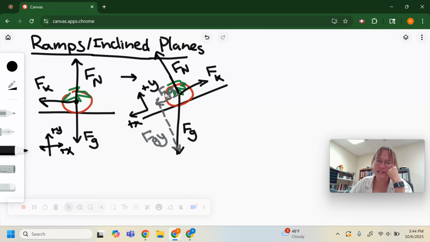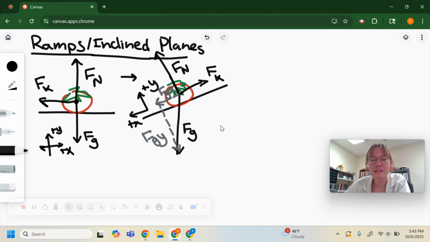Let's talk about the size of Fgx and Fk. If we look at the size of these two vectors here, you'll see that right now Fgx is less than Fk. Can you think about for a second, what does that mean for the tomato's motion?